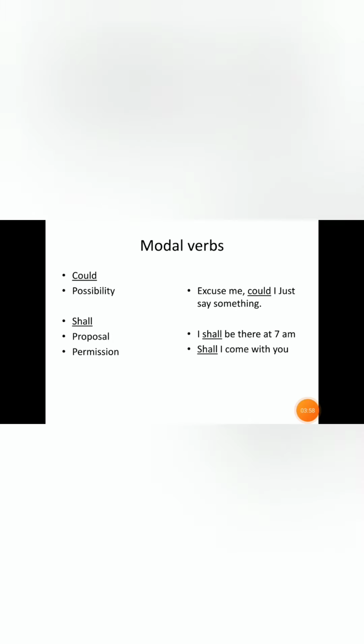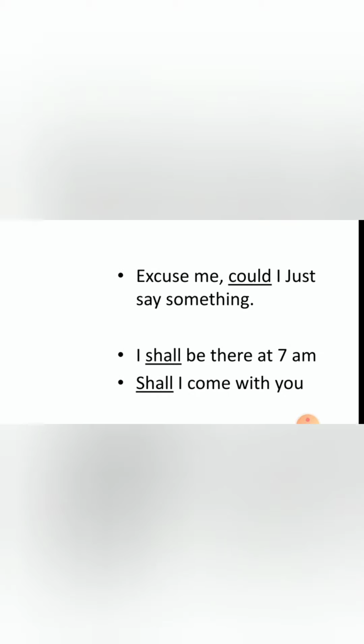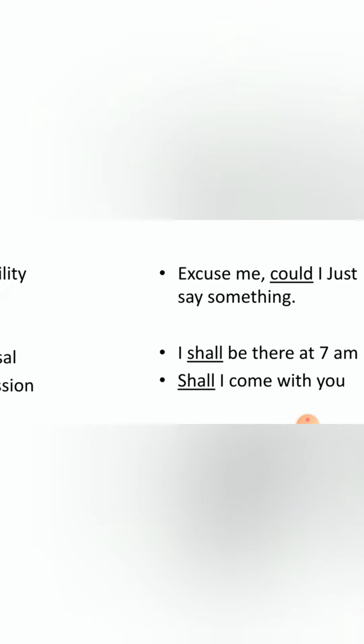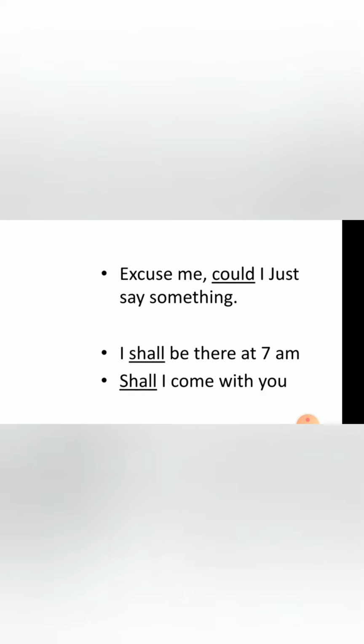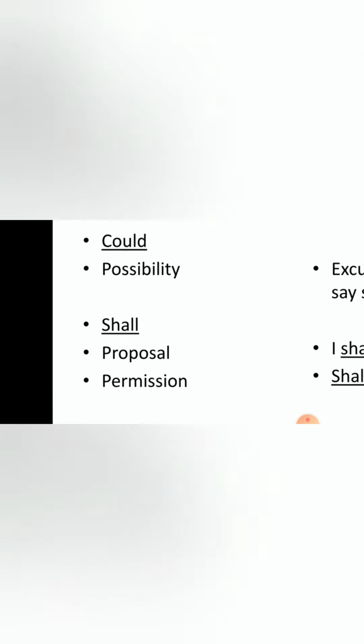And one more thing for the modal verb could. One more function is there. What is that? Possibility. Possibility means a thing that may happen. Already I told you. Here is an example. Excuse me. Could I just say something? Possibility. It shows the possibility of the thing.